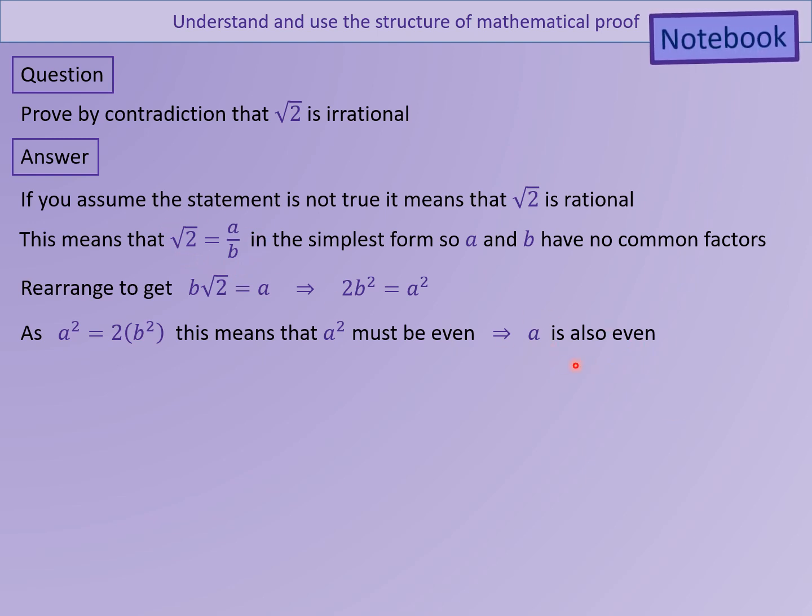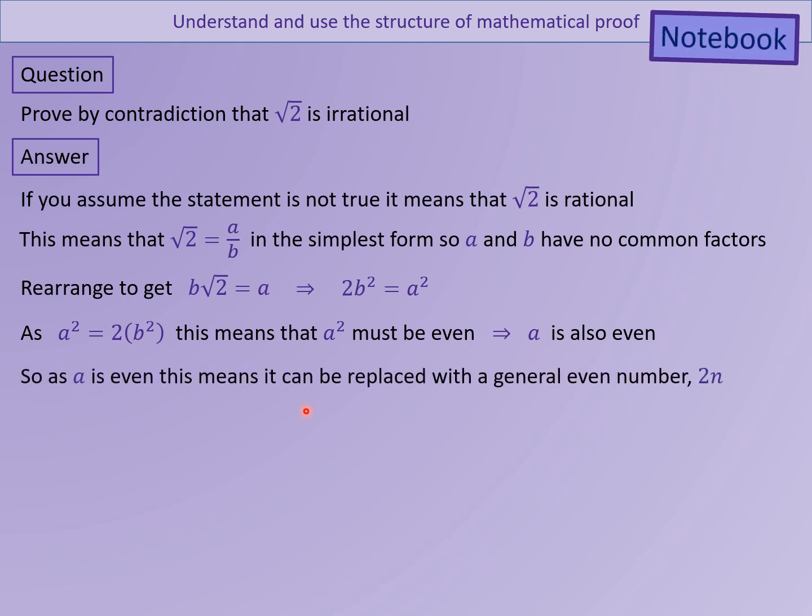Now if a is even, that means a can be written in a different form. A can be written as an even number. And we know, from your GCSE skills and when you did proof last year, that an even number can be written as 2n. So we can write an even number as 2n. I know that a is even, so I can write a as 2n.